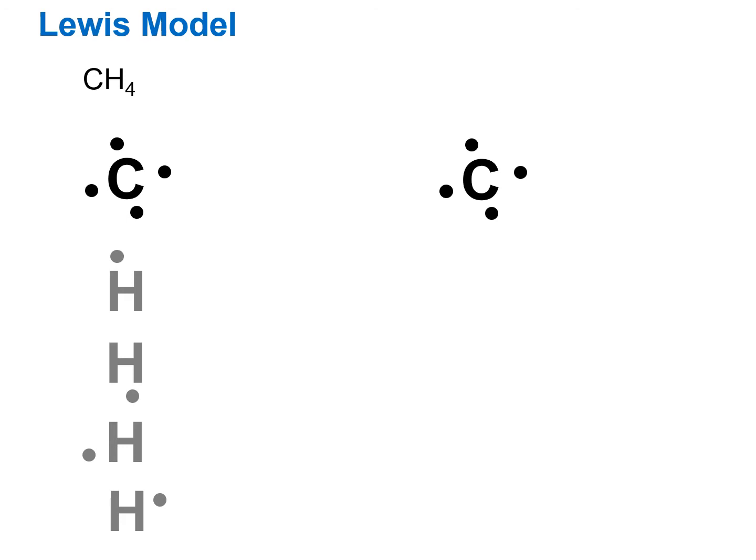So we can take one of these hydrogens and drop it in right there. And now carbon has gained, at least part-time, an extra electron. And we can drop another hydrogen right there. Oh, and look, it's now gained a second electron, at least part-time. And we can drop in another hydrogen there and the last hydrogen there.